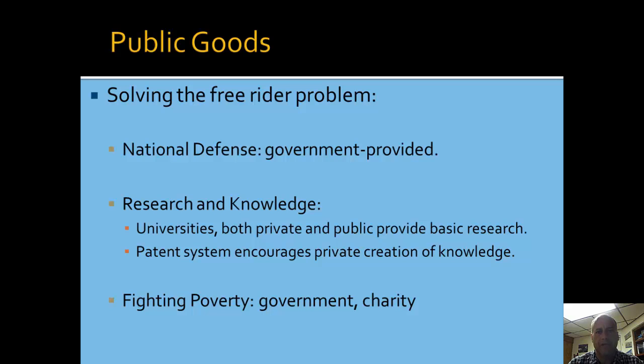Poverty is often thought of as a public good. We would all benefit from the reduction of poverty, and once poverty goes down, we can't constrain the benefits of poverty reduction only to those people who have contributed to it. We have government programs that fight this, and another very important part is charity. So you can see charity sometimes stepping in to provide public goods.